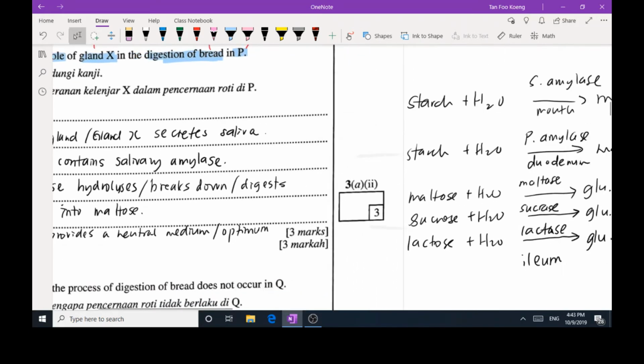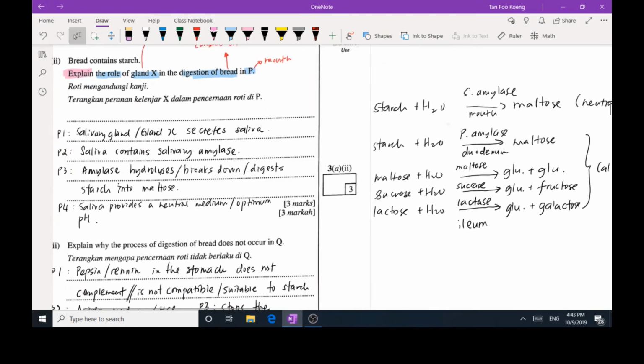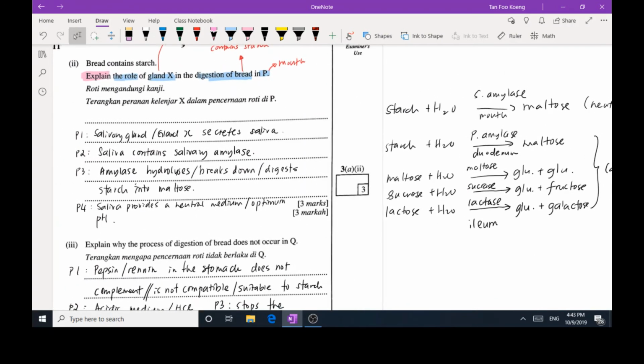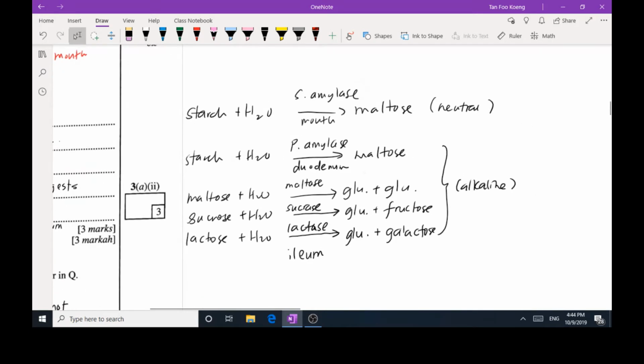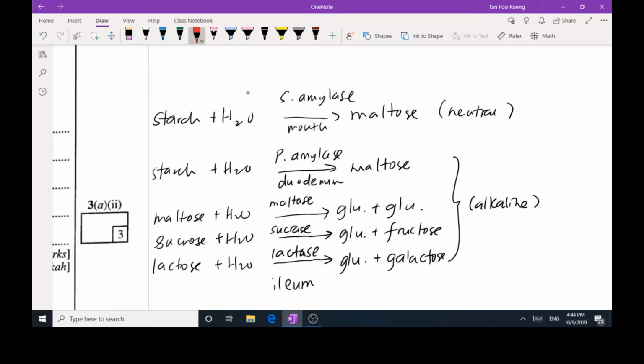Now, a lot of people have this misconception. They used to think that the starch is broken down to glucose directly in the mouth, but basically it is not. The digestion of starch happens in a series of steps. So first of all, the starch is hydrolyzed in the presence of water. We use the water to break down the starch molecules to maltose, and it happens at the mouth.